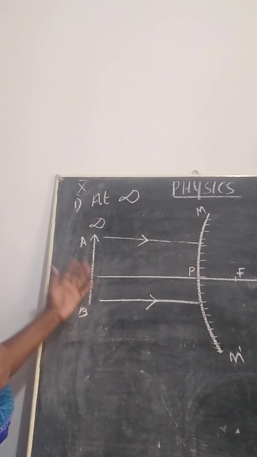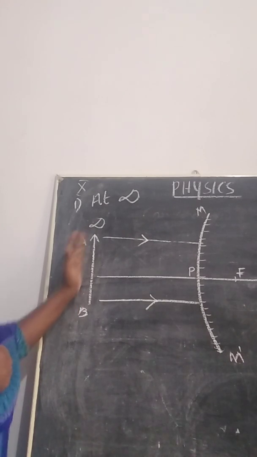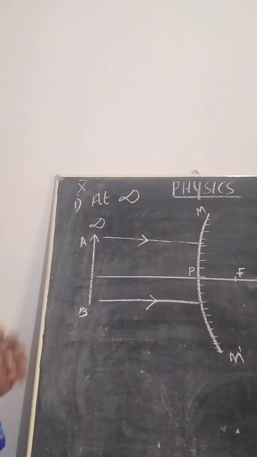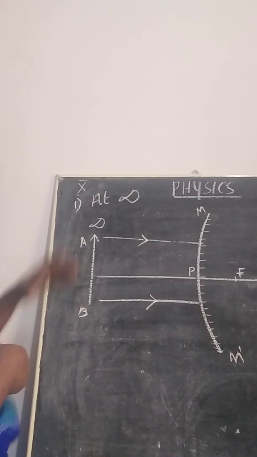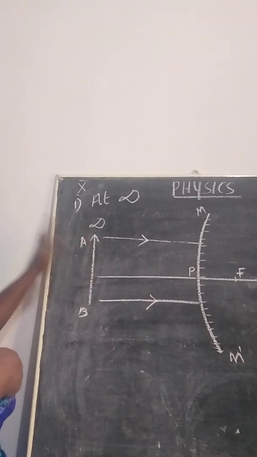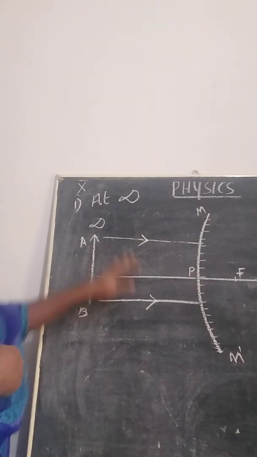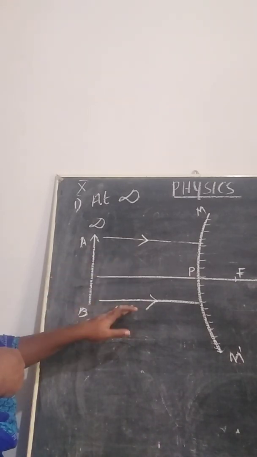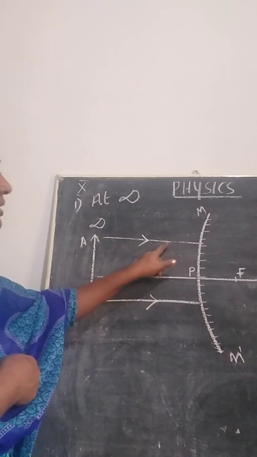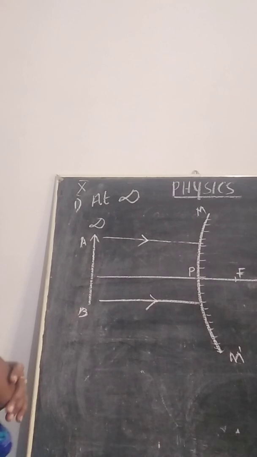AB is an object placed at a far off distance. Even though you can see the object nearby, think that this object is placed at a far off distance, infinity. To show that in a ray diagram, I have drawn the object AB very close to the mirror. So please think that this is at infinity. This is the first case, where an object is placed at infinity, and we consider some parallel rays coming out of the object AB. This is the first incident ray, parallel to the principal axis. This is the second incident ray, which is also parallel to the principal axis.